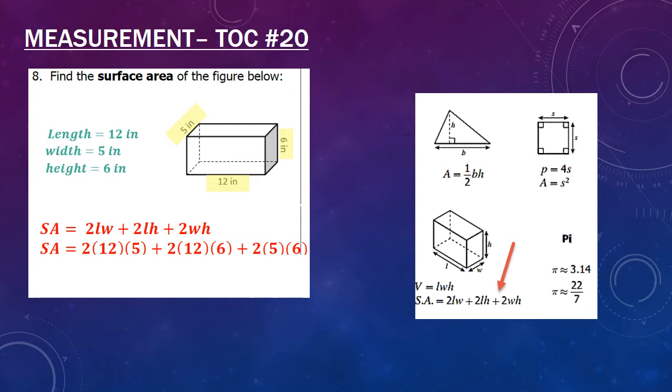So once you do this, this is where the order of operations comes in. You have to do all your multiplications first. So take your first section, 2 times 12 times 5, then multiply your next section, 2 times 12 times 6, write it down, and then 2 times 5 times 6. So when I do that, I end up with all of these numbers, and at the end you add them together for 324 inches squared. This is back to area, so you use an exponent of 2.